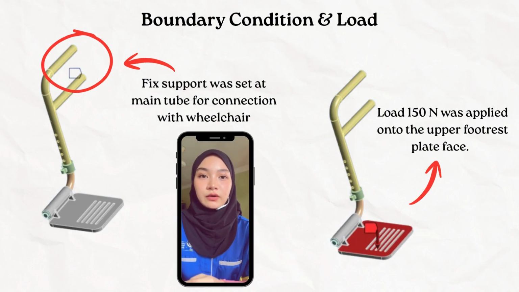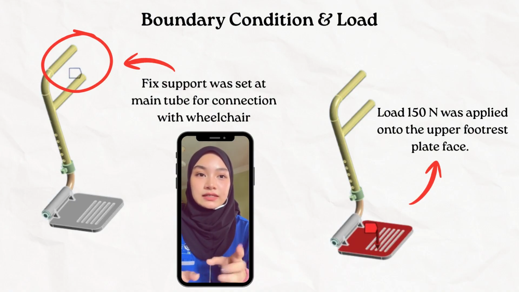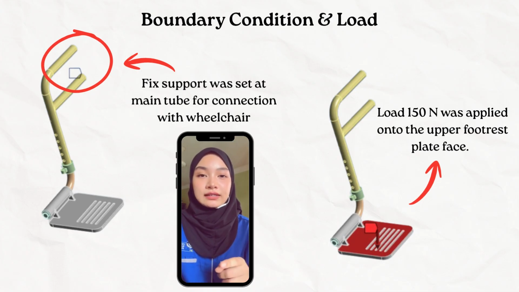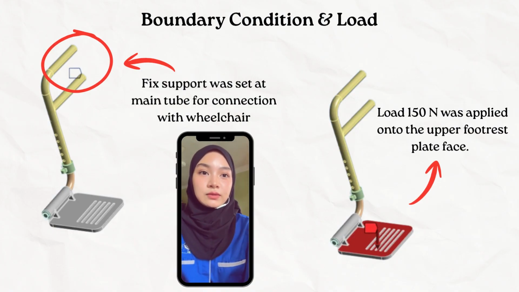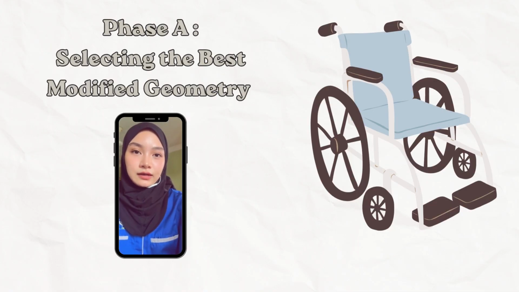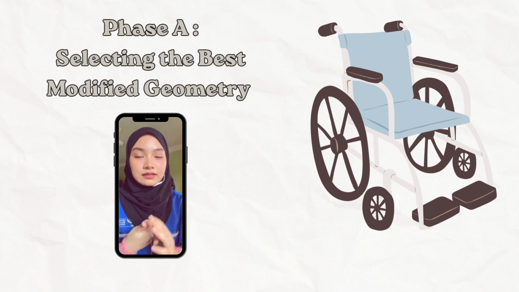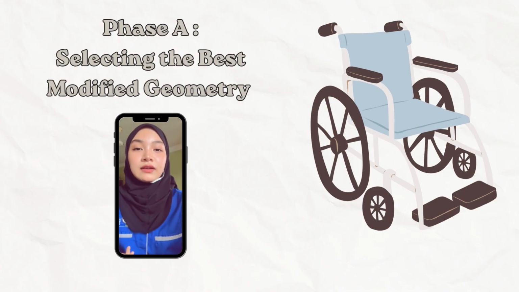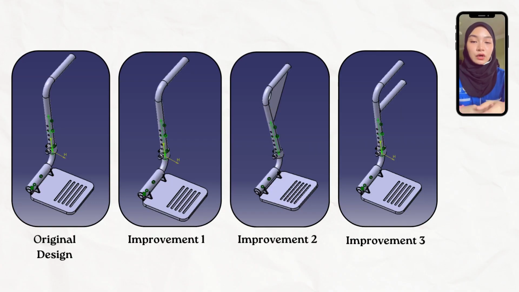Then, the boundary conditions were applied by fixing the main tube while a 150 Newton load was applied on the footrest plate to represent the user's leg force. After completing the setup, static structural analysis was carried out to obtain the equivalent stress, total deformation, and factor of safety. Finally, the results of the original design and the three improved designs were compared to determine which is the best design.